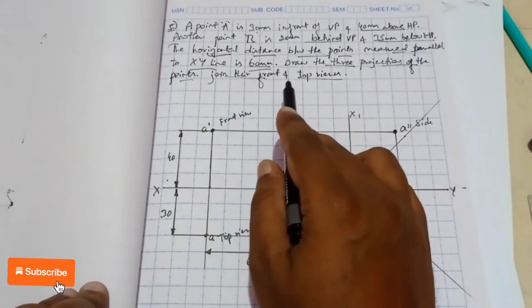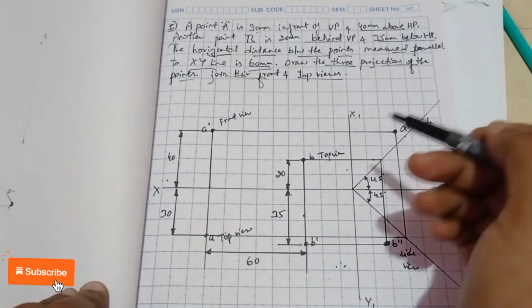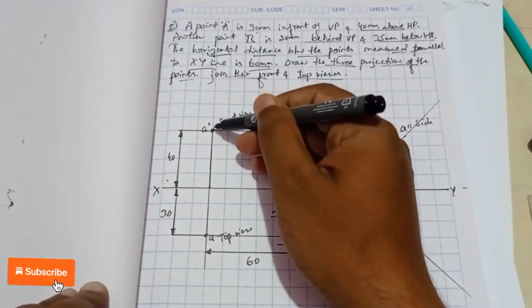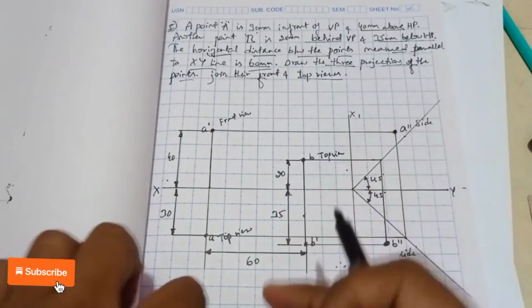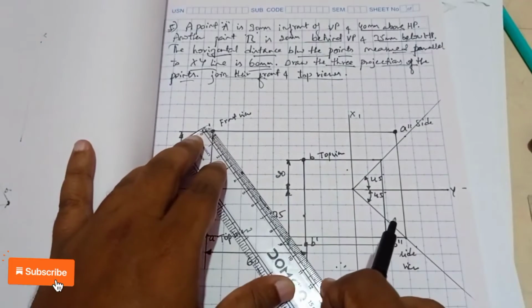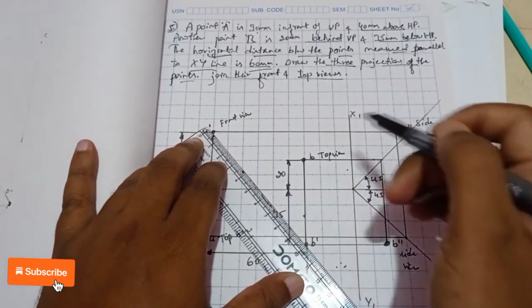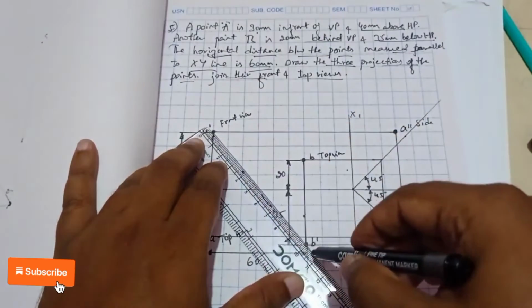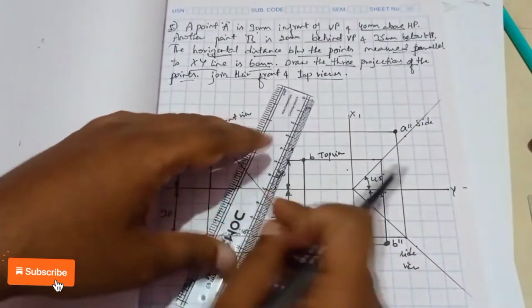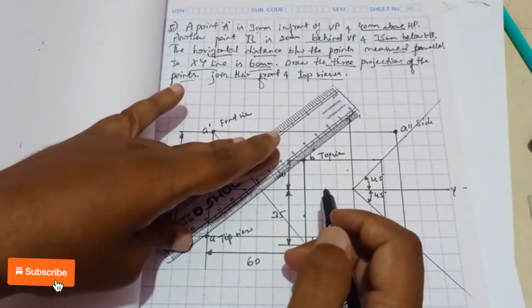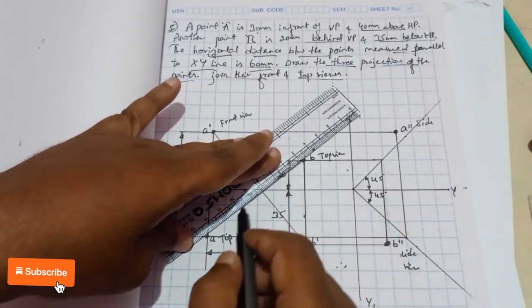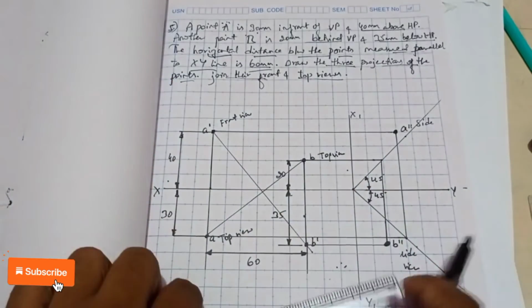Now join their front views and top views. So the front view of A is here and front view of B is here. So I'm going to join their front views and top views with a straight line. I'm going to do that, and then joining their top views also. Okay, so this completes the problem.